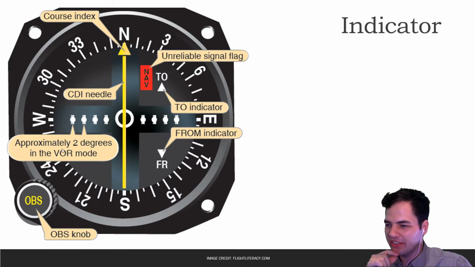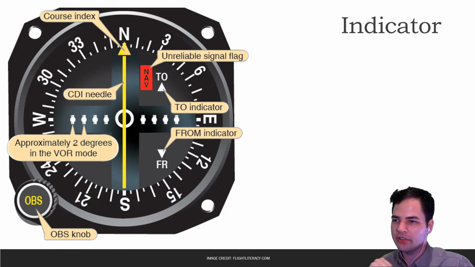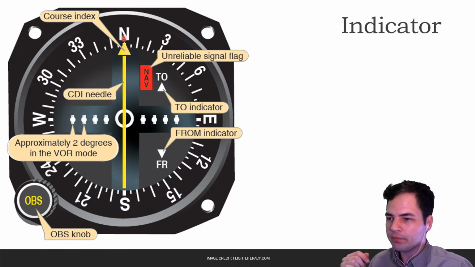So set blank on the OBS, right? They would say, set 360 on the OBS. They're talking about this up here. So you would turn the OBS knob. I'm going to get a laser pointer here. You turn the OBS knob until the number that you want is at the top.